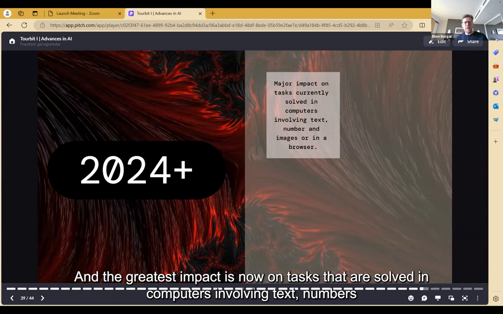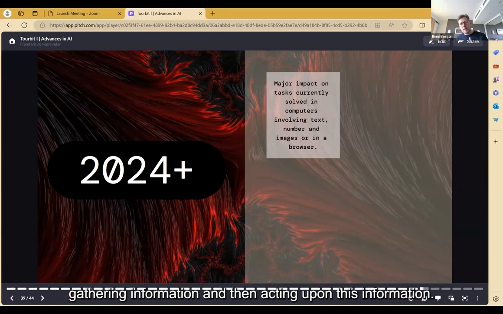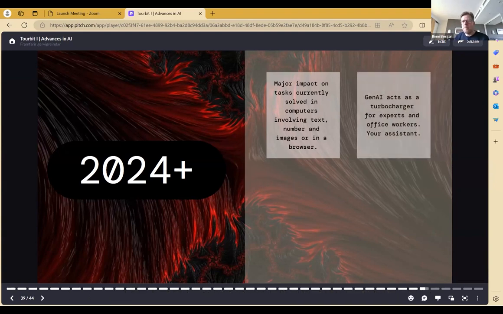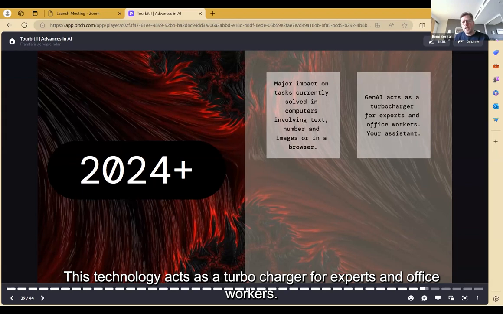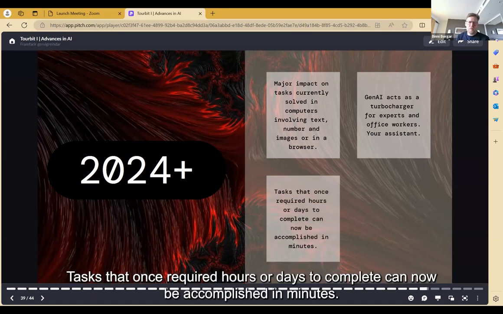And it's that the greatest impact is now on tasks that are solved in computers involving text, numbers, and images, or they are solved in a browser. Let's say searching for something, gathering information, and then acting upon this information. This technology acts as a turbocharger for experts and office workers. It's our assistant. Tasks that once required hours or days to complete can now be accomplished in minutes.